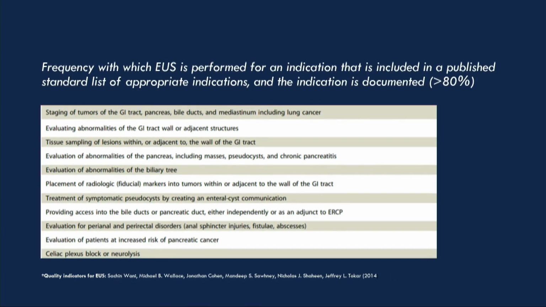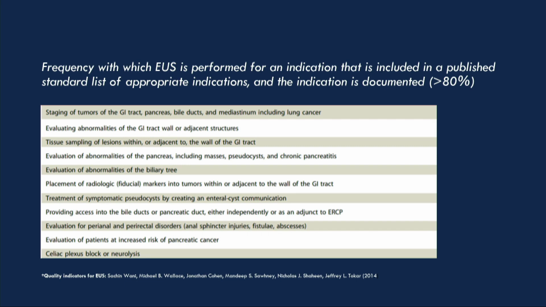So the first one is the frequency with which echoendoscopy is performed for an indication that is included in a published standard list of appropriate indications, and of course that the indication is documented in your report. This should be in more than 80% of cases. Here you see the list that they publish with the list of appropriate indications, what they consider appropriate.